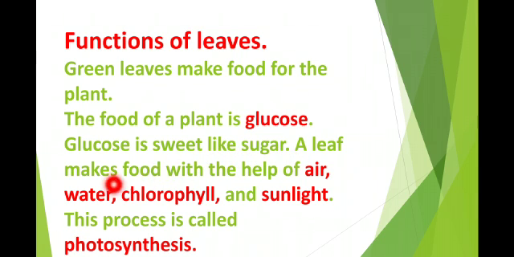A leaf makes food with the help of air, water, chlorophyll, and sunlight. This process is called photosynthesis. The food making process of the plant is called photosynthesis.